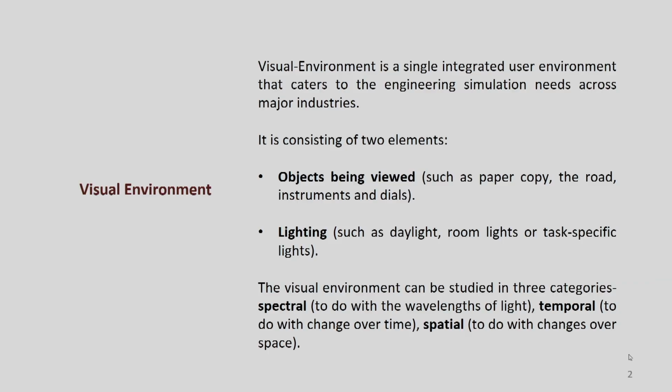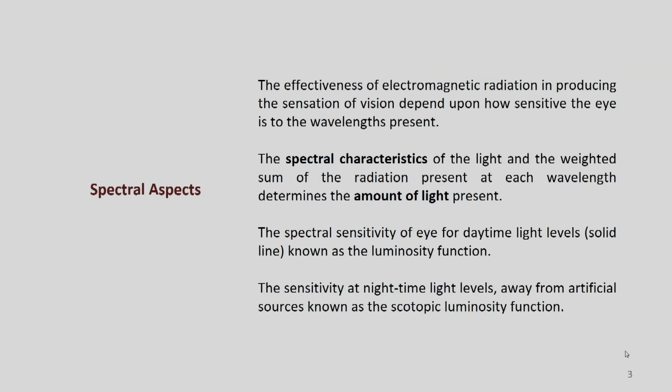The visual environment can be studied in three different categories. One is spectral, which deals with the wavelength of light. Second is temporal, where we are talking about changes over a period of time, and third is spatial, which is related to the space. I will explain each separately. So, let us talk about the spectral aspect.